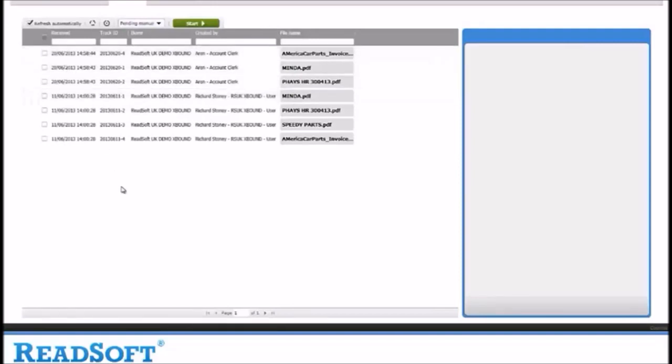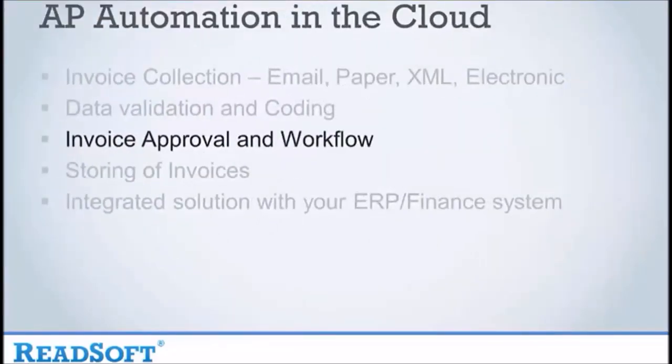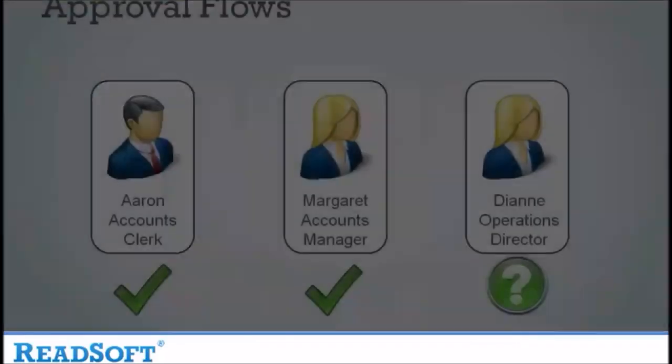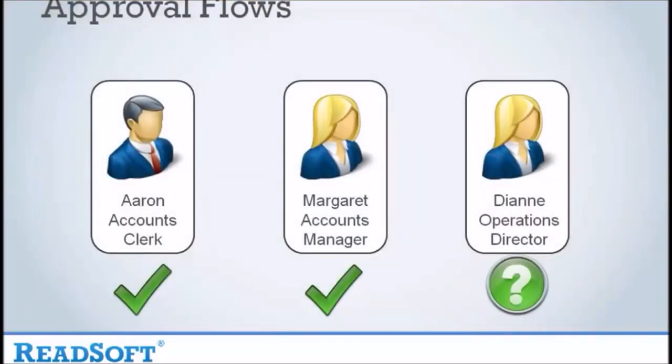Now let's look at approving an invoice. Let's take the scenario of a company that, depending on the value of an invoice, needs to have multiple approvals to approve the invoice. The invoice from Speedy Parts that we will be following in this demonstration will start with the accounts clerk. Let's call him Aaron. It will then be forwarded to Margaret, the accounts manager, and finally Diane, the operations director, for approval.